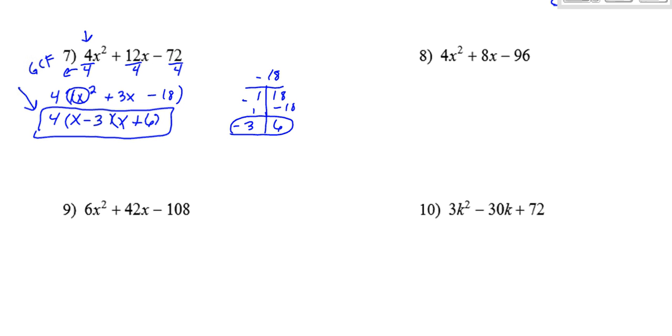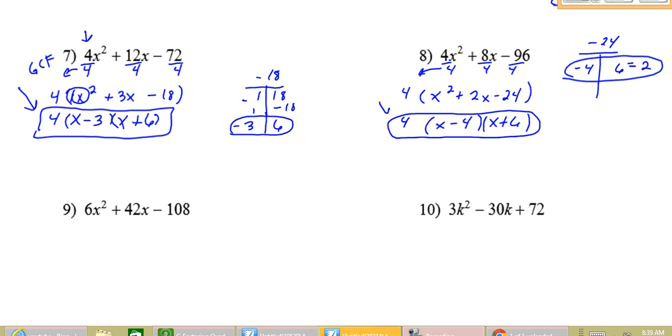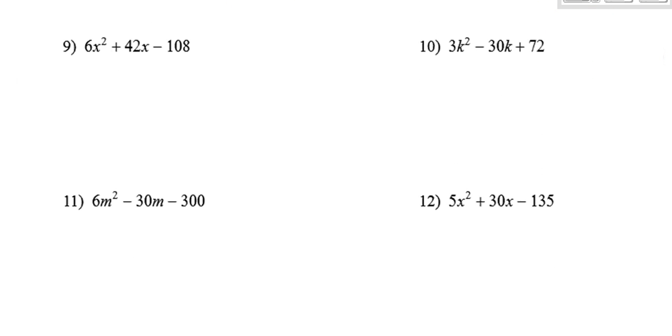So hopefully you had a chance to work this one out. If you take the 4 out by dividing it out, you get 4 in front, and then you have x squared plus 2x minus 24. And you're trying to find two numbers now that multiply to -24 that add to 2. So those two numbers would be -4 and 6. And then your answer would be 4. Don't forget that 4. It's part of the answer. You have x minus 4 and x plus 6 as your final answers for that one. Go ahead and pause the video again. Try the next one.